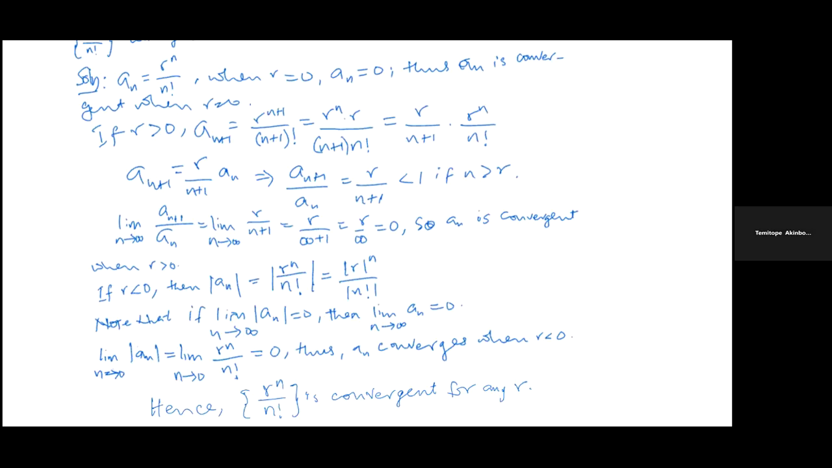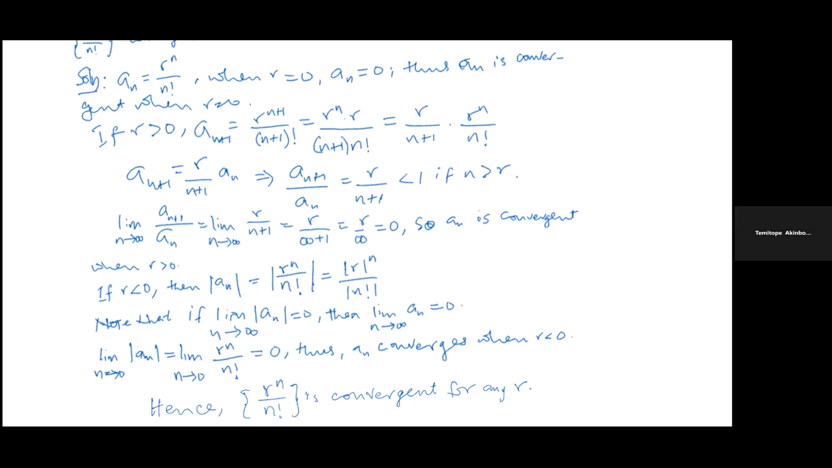That's our an. So an plus 1 will now be equal to R over n plus 1 times an. And I can rearrange it by saying an plus 1 over an equals that. Now, R over n plus 1 will be less than 1 if n is greater than R. For instance, if R is 1 and n is 2, so 1 over 2 plus 1 will give you 1 over 3. And of course, 1 over 3 is less than 1.